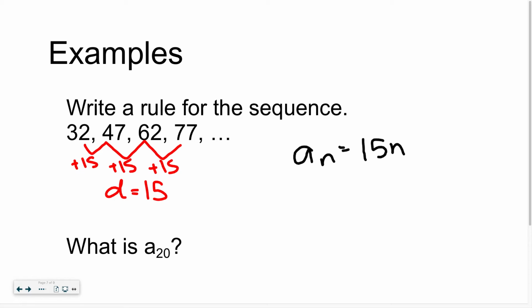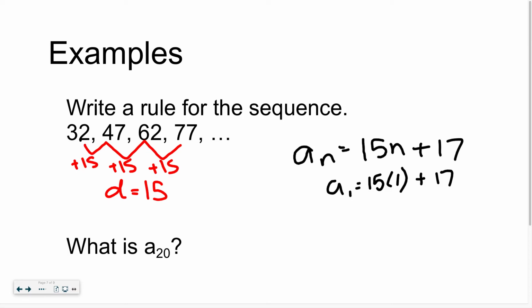And is this okay for your final rule? No, because it won't generate the actual numbers in the sequence, so how do we tweak it? Plus 17. So you might be thinking about a sub 1 equals 15 times 1, which is just 15. So what's 32 minus 15? Well, I would need to add a 17 to it. Or you can do 32 minus 15, 22, 17. There we go. That's the number that goes to the back.